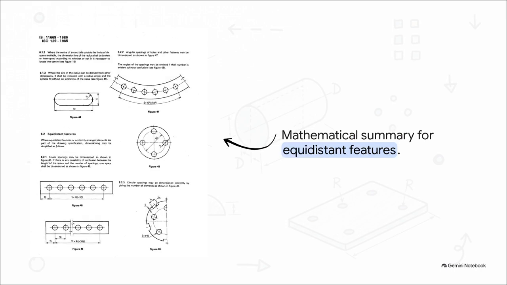Now, what about repetition? For repeated, equidistant features, like a long series of evenly spaced holes, the visual language smartly adapts into a sort of mathematical summary. Instead of dimensioning the space between every single hole and completely crowding the drawing, it simply states the formula, like 5 times 18 equals 90. This saves massive amounts of space on the paper and prevents the manufacturer from getting bogged down reading redundant, confusing numbers.